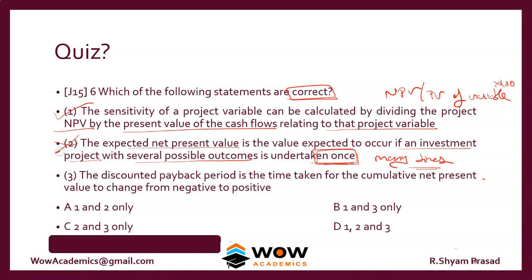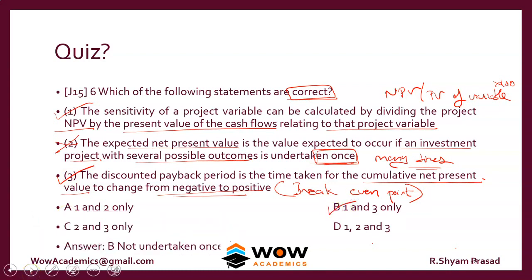So this is wrong. The discounted payback period is the time taken for the cumulative net present value to change from negative to positive. The answer is yes. The negative to positive is called the break-even point. So this is right. So the answer should be 1 and 3 are correct. So the answer should be B. The answer is B.